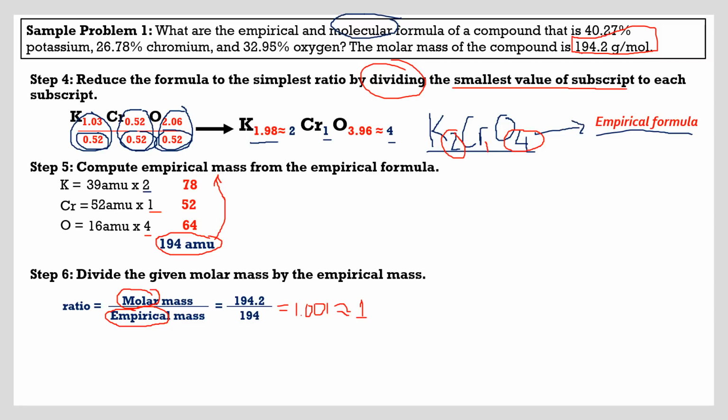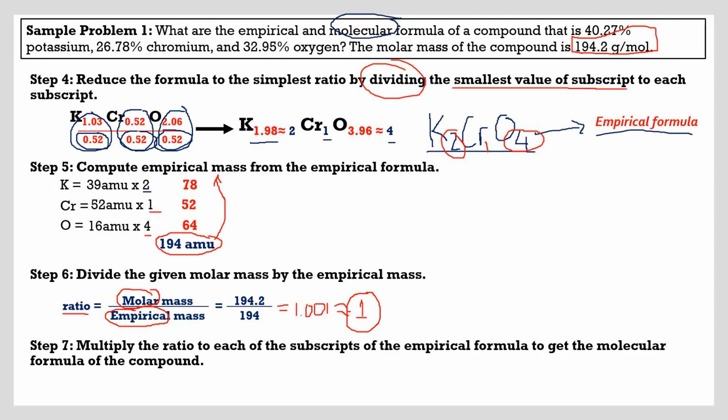Take note, in computing for a ratio or a multiplier, it must always be a whole number. So we round this to 1. Since we already have the empirical formula and a multiplier, we now multiply the multiplier to each of the subscripts of the empirical formula to get the molecular formula.